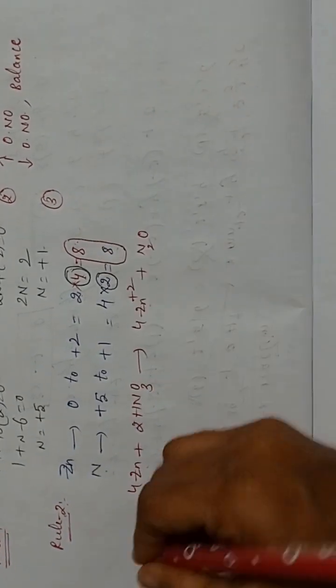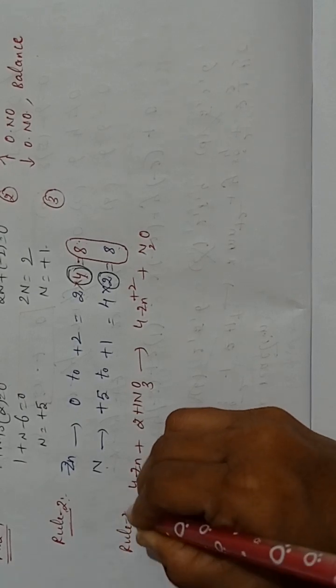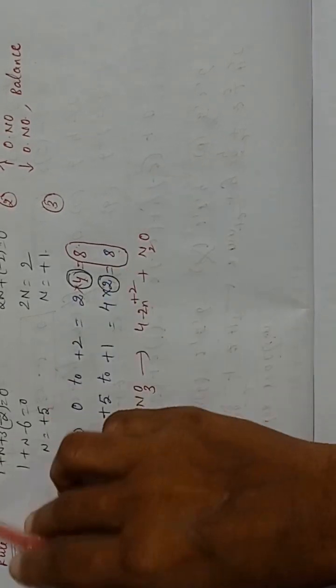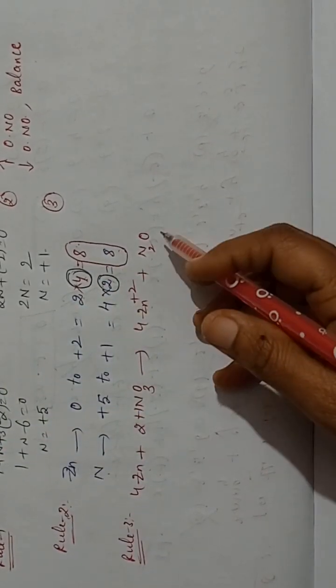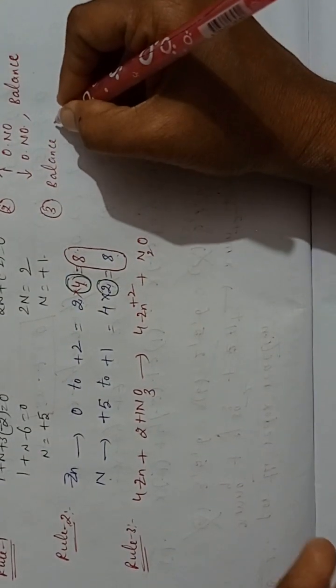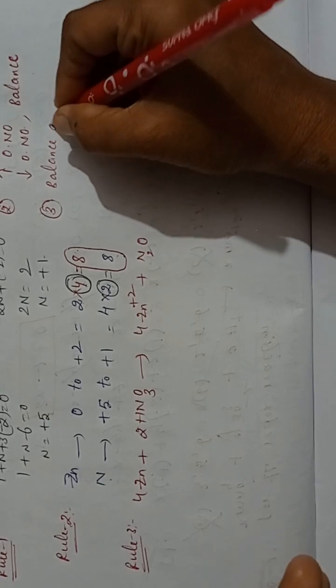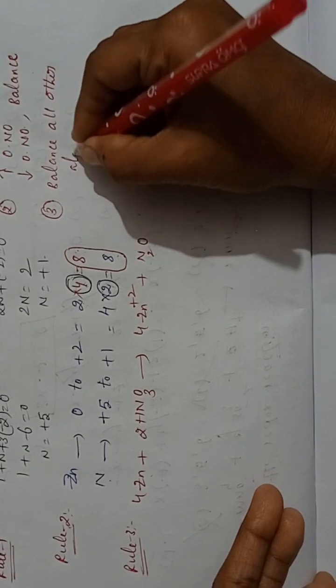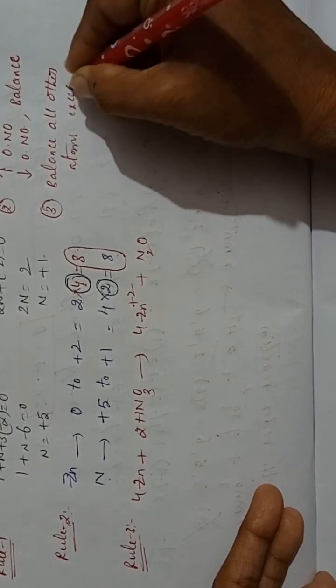See here 4 Zn and 4 Zn. That means this is rule 3, students. By using these coefficients we balanced this equation, except hydrogen and oxygen. So that is rule number 3: balance all other atoms except hydrogen and oxygen. Clear?